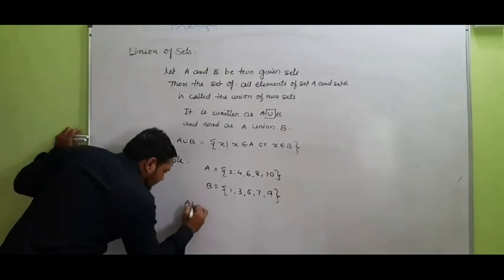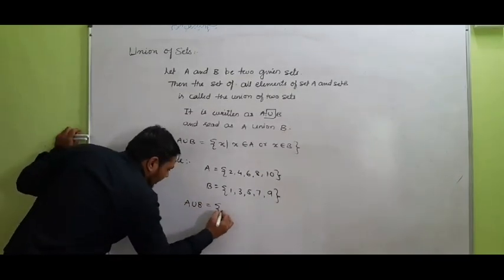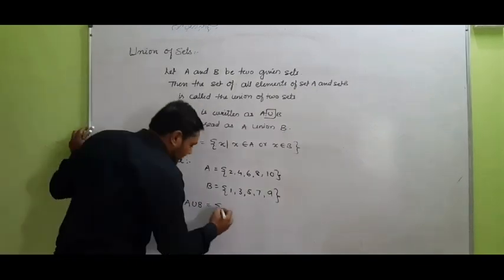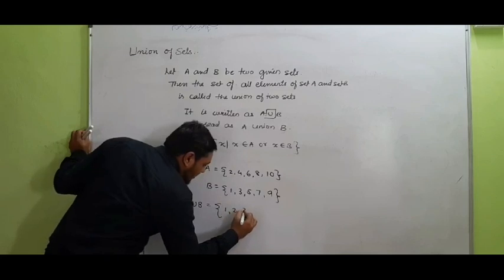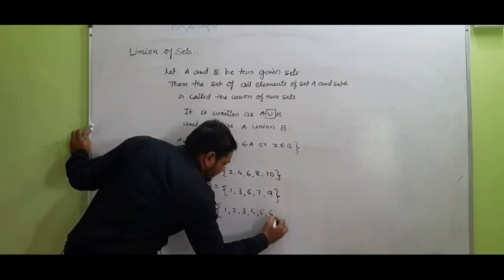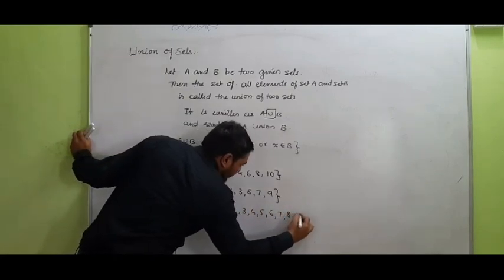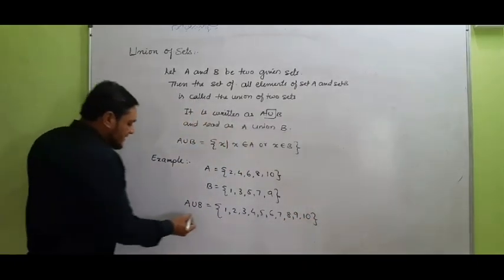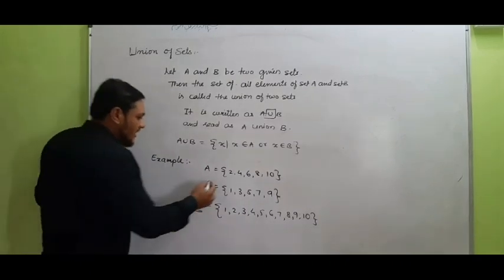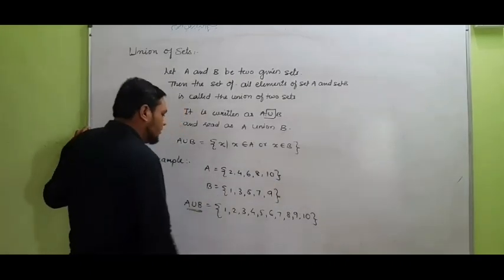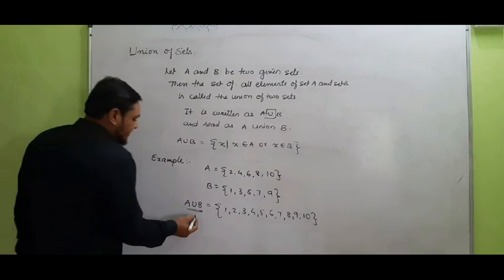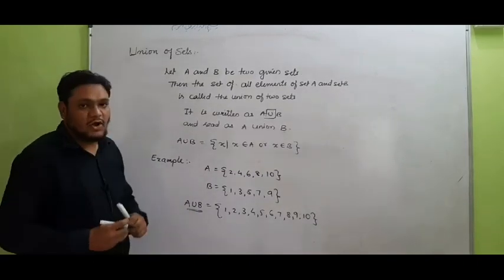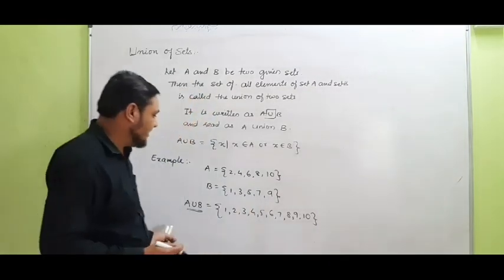So it will be denoted as A union B, and A union B will contain all the elements of sets A and B. So we write the elements 1, 2, 3, 4, 5, 6, 7, 8, 9, 10. If you notice, this A union B contains all the elements of set A and all the elements of set B. That is why this is called A union B. So A union B contains all the elements which come together in a single set.